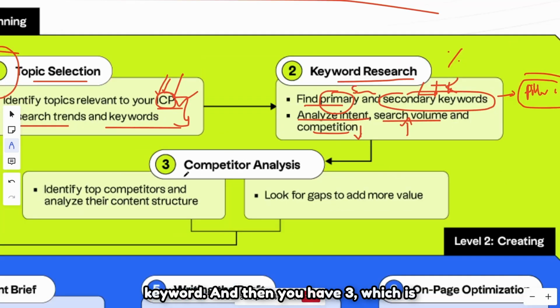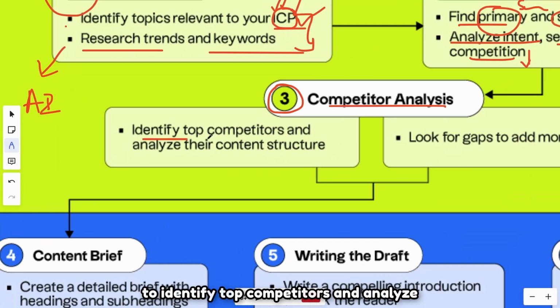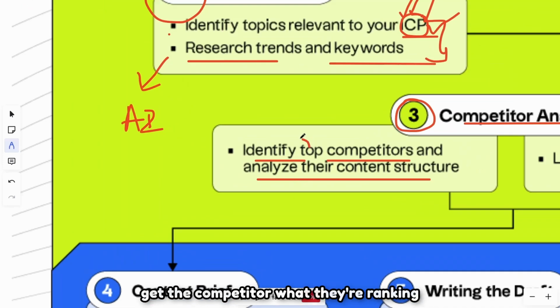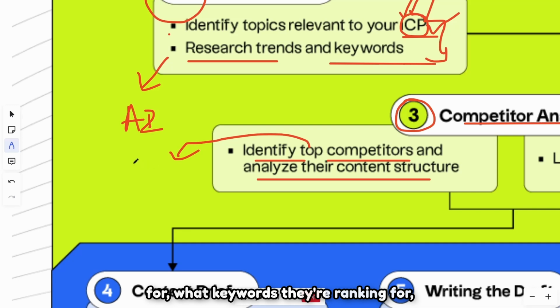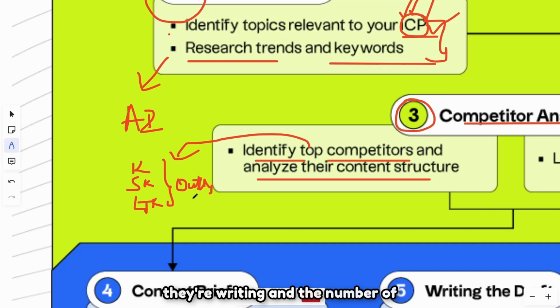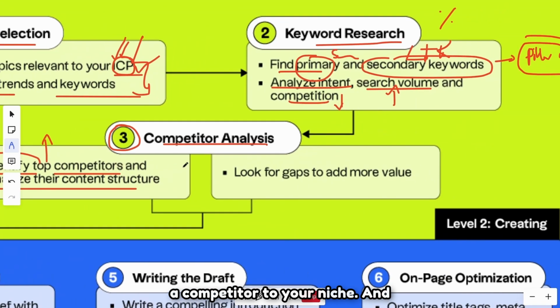And then you have step 3, which is competitor analysis. You want to identify top competitors and analyze their content structure. This is a very vital, important process, because here you find what keywords the competitor is ranking for, what semantic keywords they have, and what long tail keywords they have, and also what outlines they're writing, and the number of words they have written to be a top competitor in your niche.